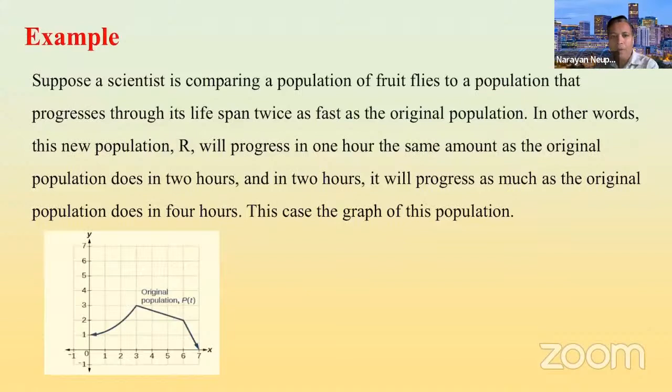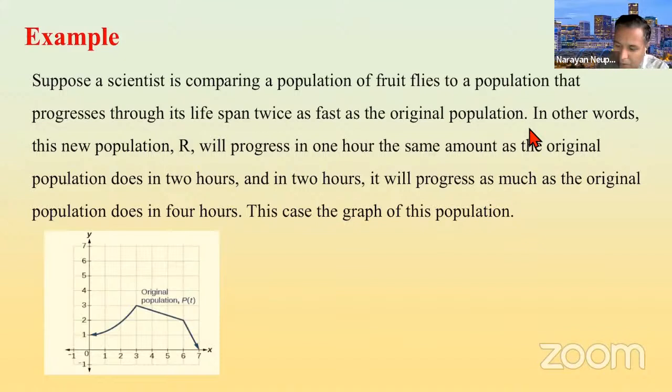Okay, let's work on it now. So first, let's read through the problem, try to understand what is going on here, and we're going to solve it. Suppose a scientist is comparing a population of fruit flies to a population that progresses through its lifespan twice as fast as the original population.